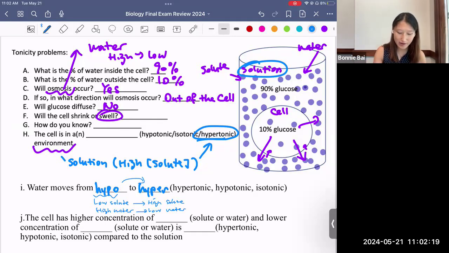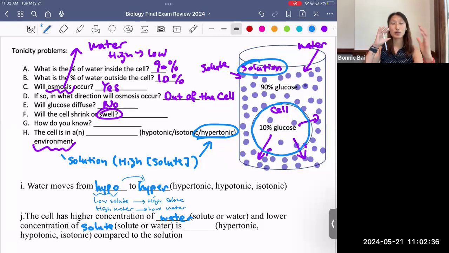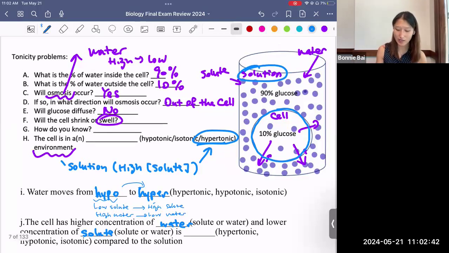J, the cell has higher concentration of, so we're thinking about the cell, what's inside the cell, which is right here, this circle, what's inside the circle, higher concentration of water and lower concentration of solute. Okay, your brain should be looking at the dots versus the empty space. The water is the empty space, right? There's a lot of empty space versus the dots are not very close together, so lower concentration of solute in comparison to the solution. So now the cell itself is hypotonic compared to the solution, okay?